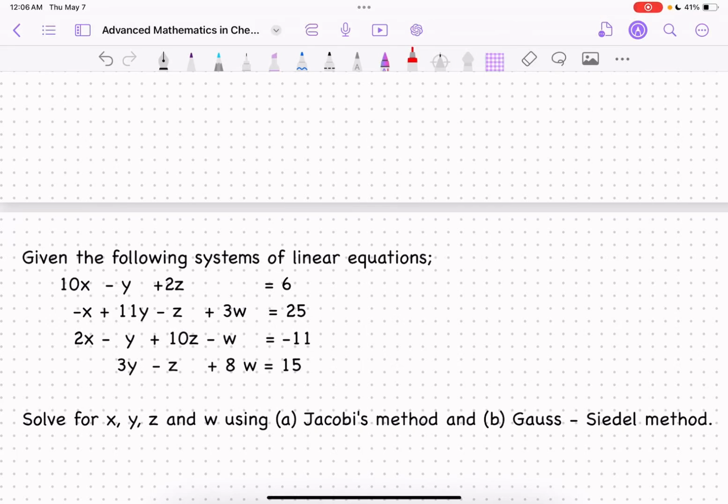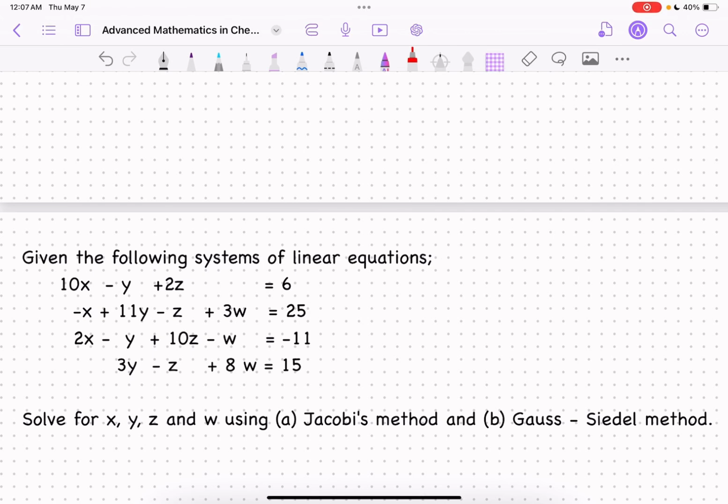Today we're going to solve the system of linear equations using different iterative techniques. So today our focus will be on the numerical solutions of systems of linear equations using the Jacobi method and the Gauss-Seidel method. Our aim is to solve the following system of 4 linear equations with 4 variables and determine the values of x, y, z, and w that concurrently satisfy all equations within the system.